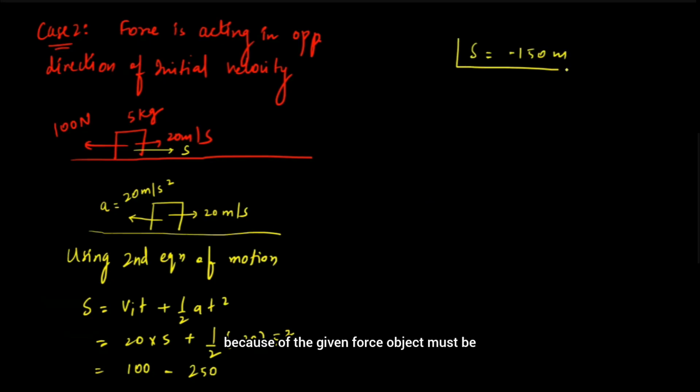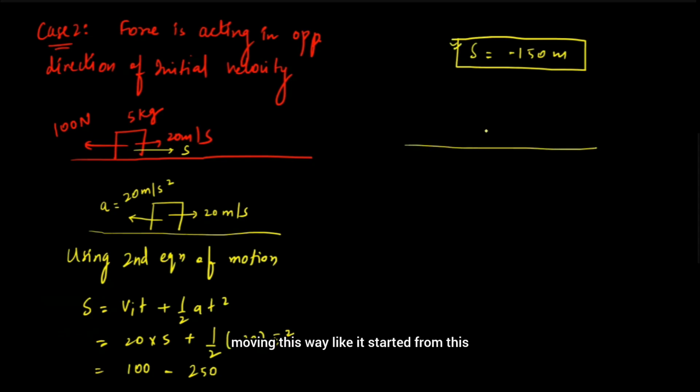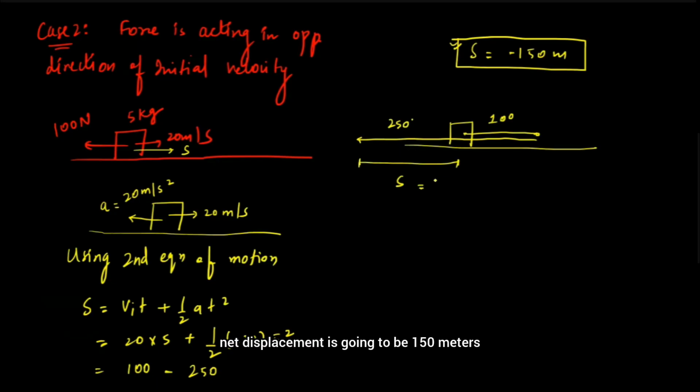Because of the given force, the object must be moving this way. It started from this particular point, traveled forward 100 meters, then traveled in the backward direction 250 meters because of the application of force. So the net displacement is going to be 150 meters. Work is force times displacement times cos of the angle between them. Initially, the direction of force is backward and the displacement is in the forward direction, so the angle is going to be 180 degrees.